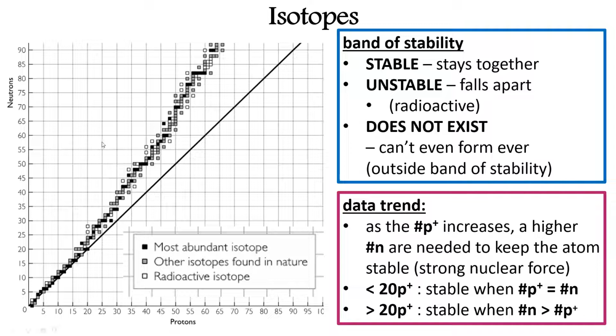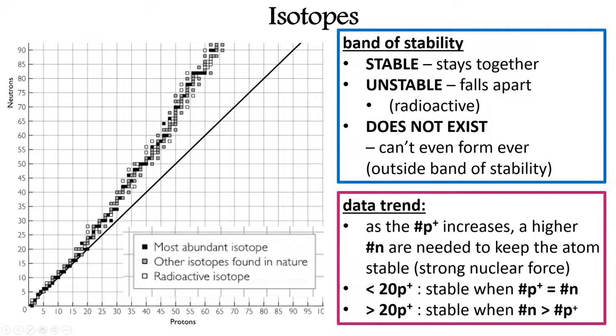The last thing to look at here is a data trend. So whenever you're looking at a graph, you always want to be able to explain trends in the data. The way to identify a data trend is to look at the x-axis and be able to say what happens to the y-axis when the x-axis is changing. So here we can see as the number of protons is increasing, your number of neutrons is also increasing.